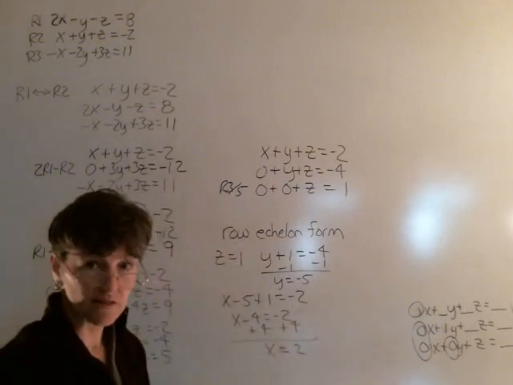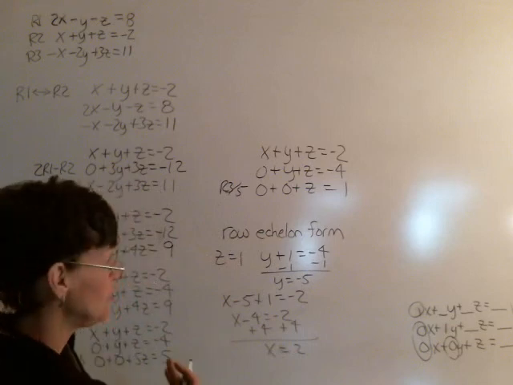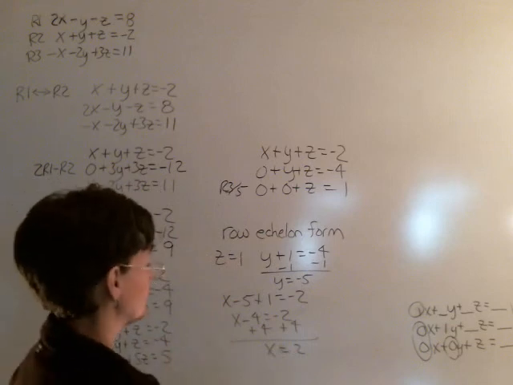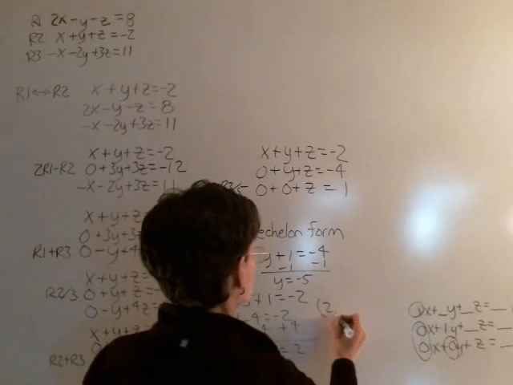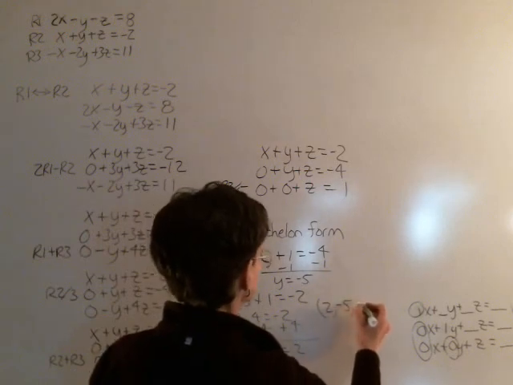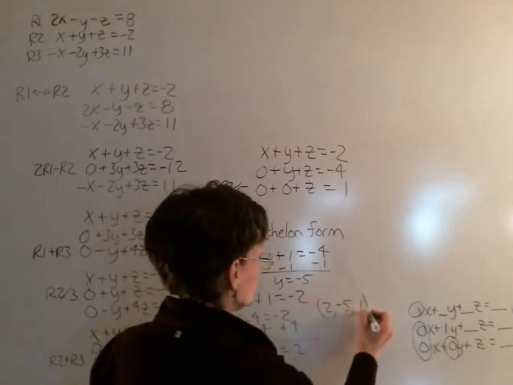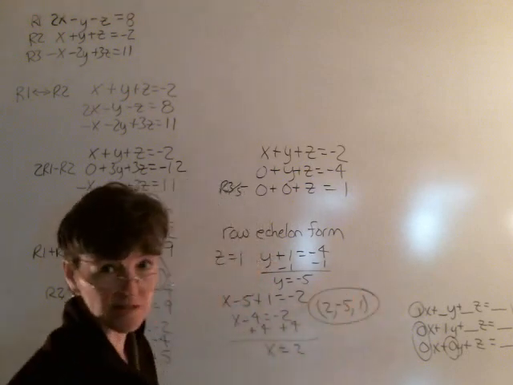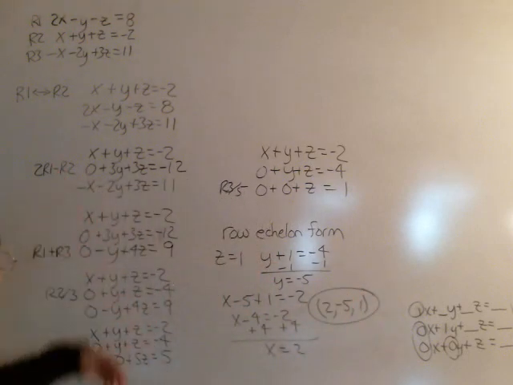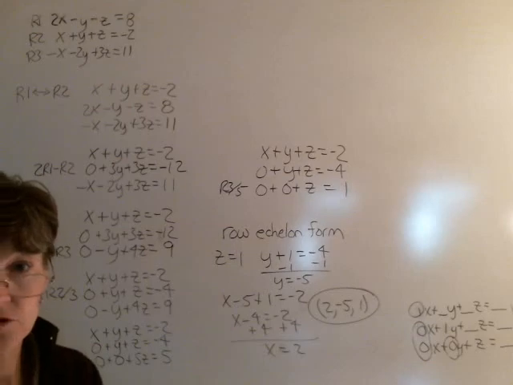Do not forget that you're solving a system and you're getting, therefore, a point for a solution. And so my point is (2, negative 5, 1). And that is the point of intersection of all three of these linear equations.